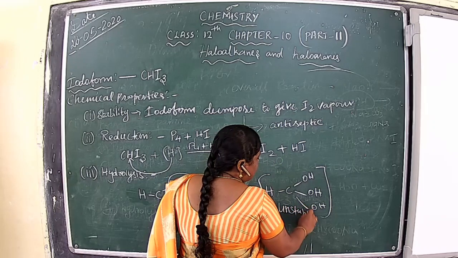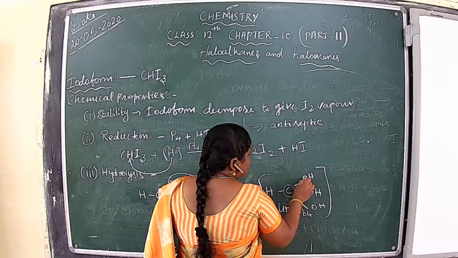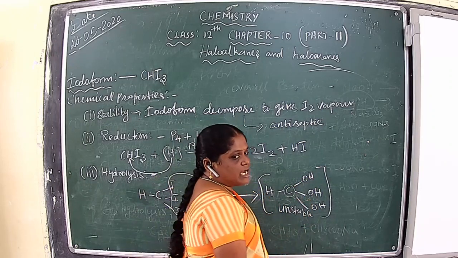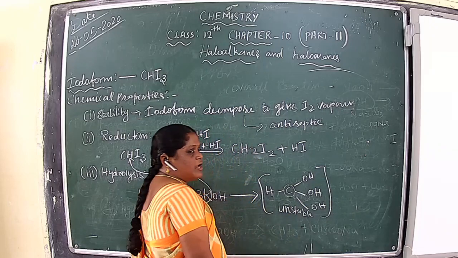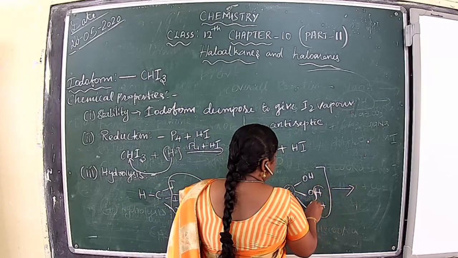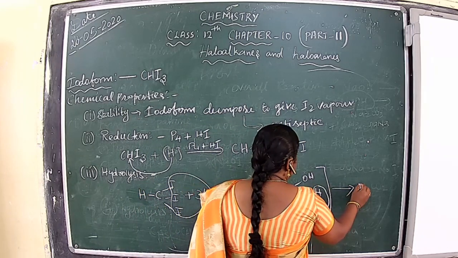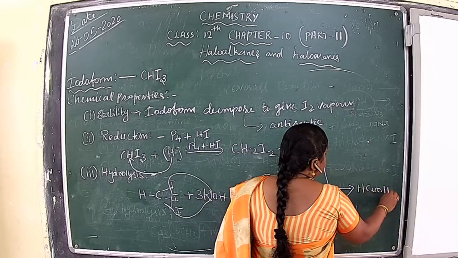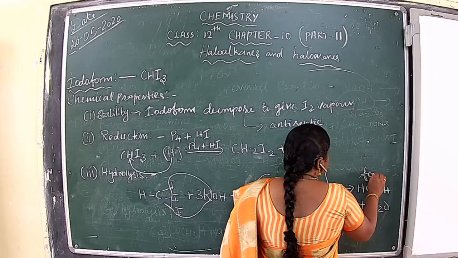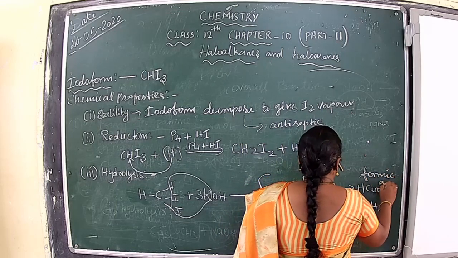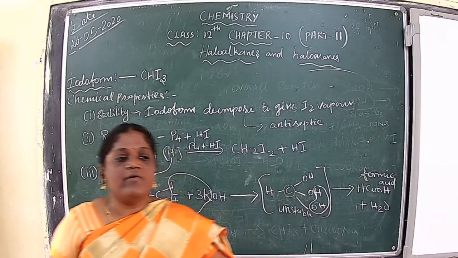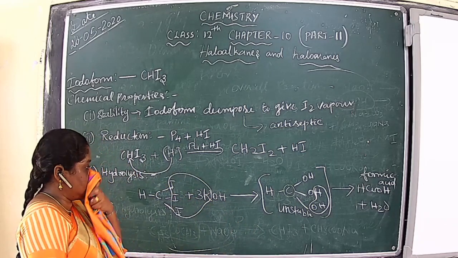Why is it unstable? Because when one carbon atom contains three or more of the same functional group attached, the compound becomes unstable. If it is unstable, we can remove a water molecule. Then we can get formic acid, HCOOH plus H2O. So there also we can get formic acid, and in iodoform also, hydrolysis with KOH gives formic acid. Clear?